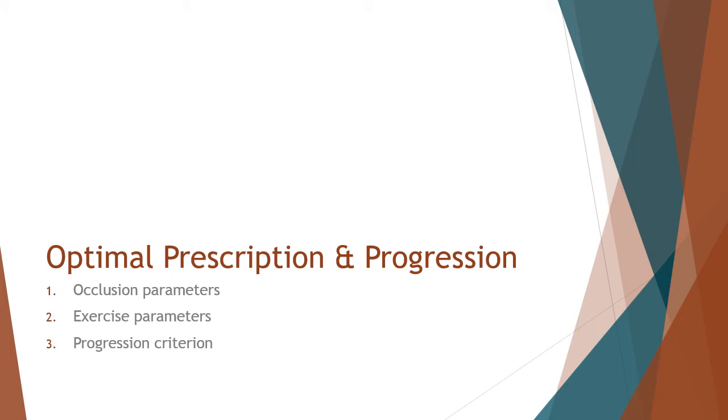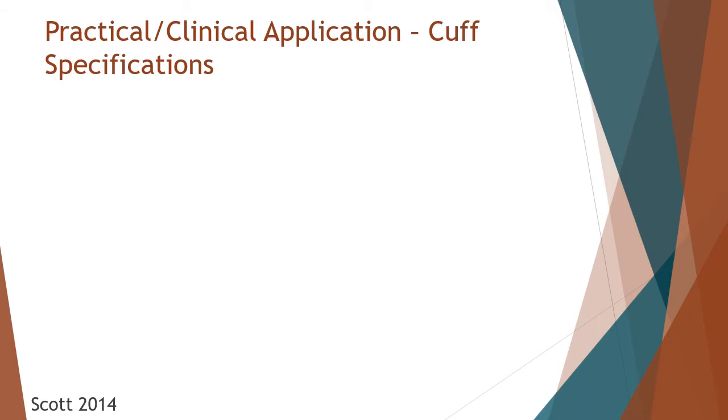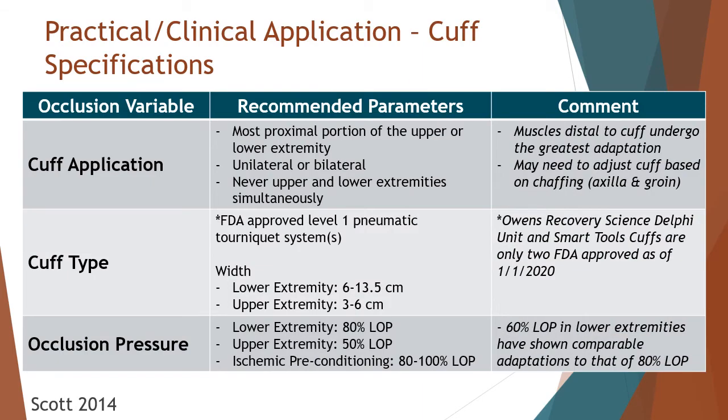Okay, so the optimal prescription and progression: we'll talk about the occlusion parameters, the exercise parameters, and the progression criterion. So this is a relatively busy slide. I'm going to orient you to it. The first column is the occlusion variable. You're looking at cuff application, cuff type, and the occlusion pressure, and the recommended parameters for each of these variables.